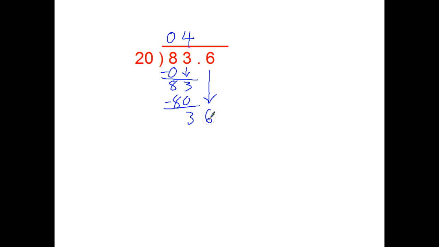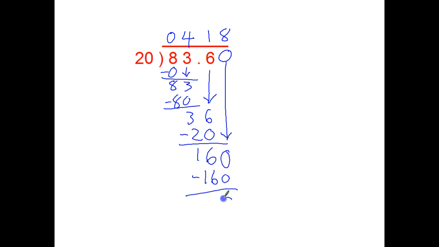Now I'm at how many 20s in 36? Just 1 of those. And I'm at 16, which I can be at 16 because that's less than 20. People are going, I don't have anything else to bring down. Add a 0 in. How many 20s in 160 is like how many 2s in 16. 8 of them. And it comes out perfect. Bring my decimal point up. My answer is 4.18.